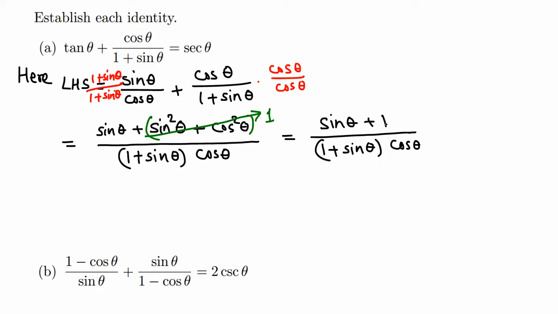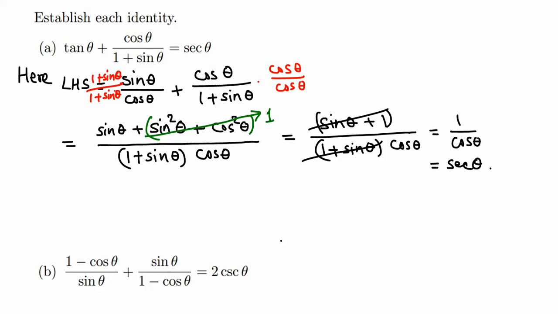Sine theta plus 1 and 1 plus sine theta are the same. If we put parentheses around, it is the same as 1 plus sine theta as a block, so we can cancel those. That leaves 1 over cosine, and the reciprocal of cosine is secant theta, and that's the right hand side.